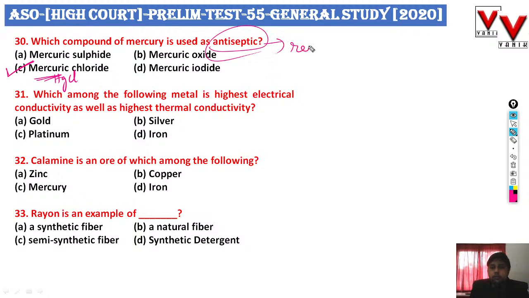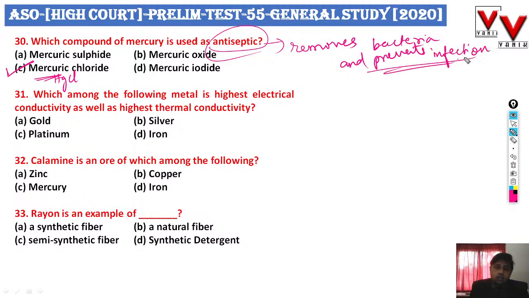It removes bacteria and prevents infection. Hope it is clear. So quite factual in nature. Mercuric sulfide, mercuric oxide, mercuric iodide have no such significant use. Okay, so then let us move to the next part.